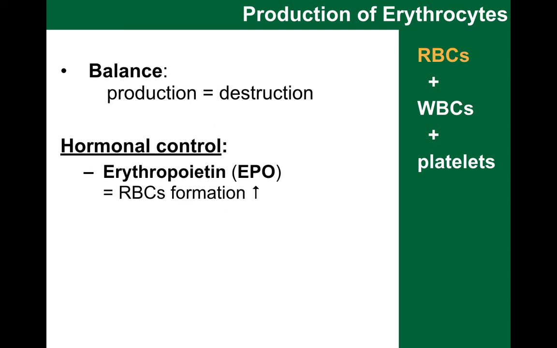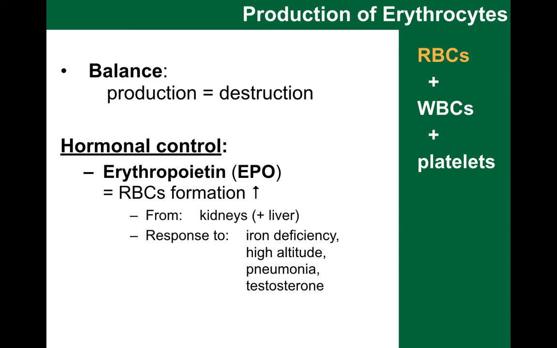In the case of hormonal control of blood cell production, one hormone that we want to look at is erythropoietin, which is more commonly known as EPO. This stimulates red blood cell production. It is released from the kidneys in response to low red blood cell numbers or low oxygen levels. Things that can cause these conditions would be iron deficiency, high altitude, lung problems, or the amount of testosterone. Note that males have more testosterone and more red blood cells.